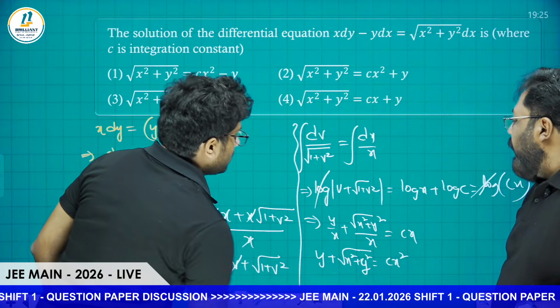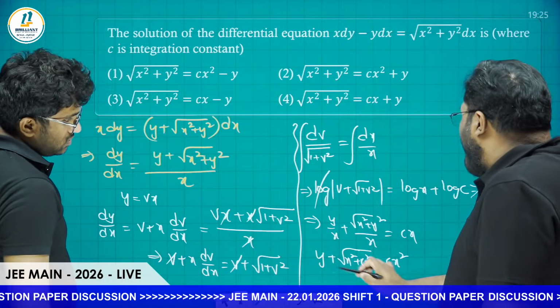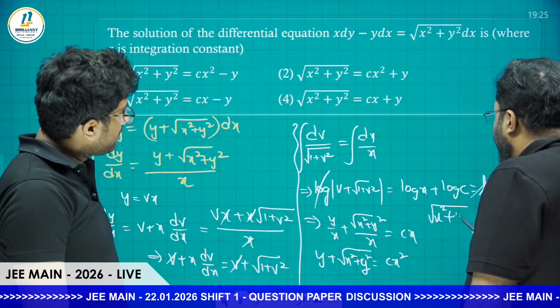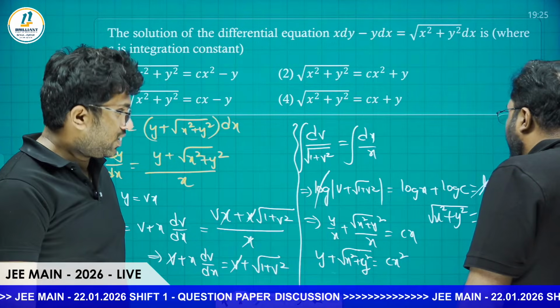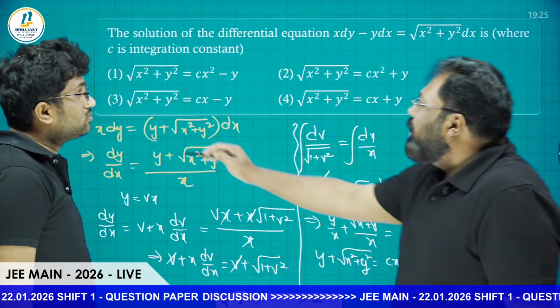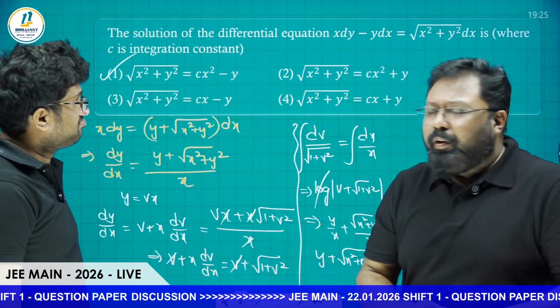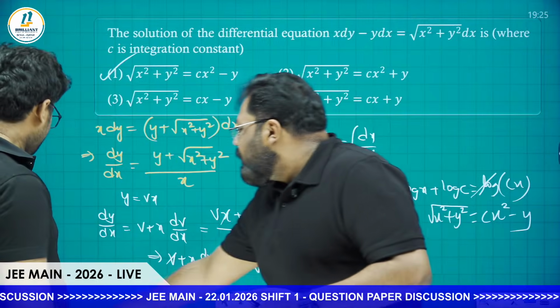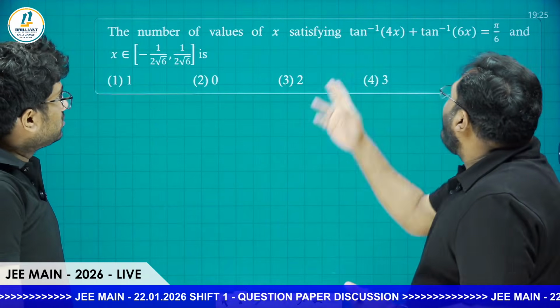So we need this one, so you can take y this side. So root of x squared plus y squared is equal to Cx square minus y. Straightforward question. Yes, sir. Very simple for JEE level. I think it's very, very easy question, to be honest. Yes. Okay, next one.